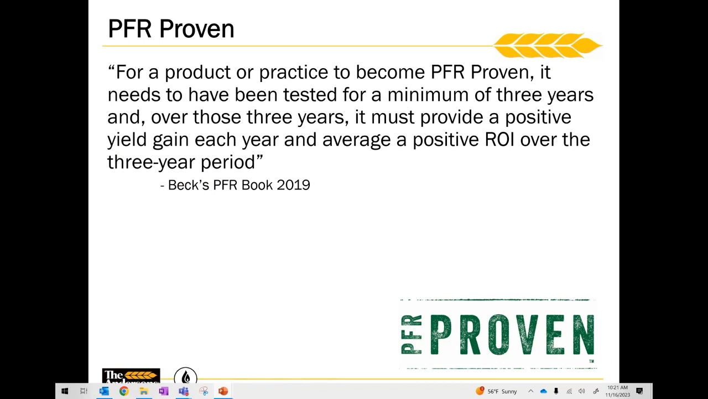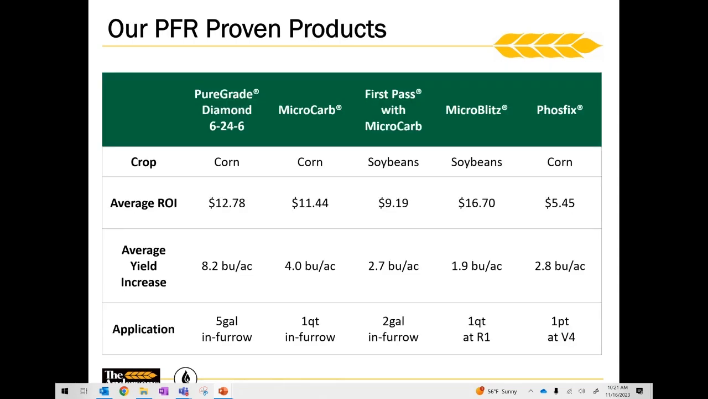Microcarb is PFR proven by Beck's Practical Farm Research. It's been tested for 3 years, and over the course of those 3 years, we had a positive return on investment and a positive yield gain. So you can see here in the second and third column on this chart of all of our PFR proven products, Microcarb had a $11.44 average return on investment in corn, and then we added into a starter application. In soybeans, it had a $9.19 average return on investment. That is applied in-furrow in both the corn and soybean system.